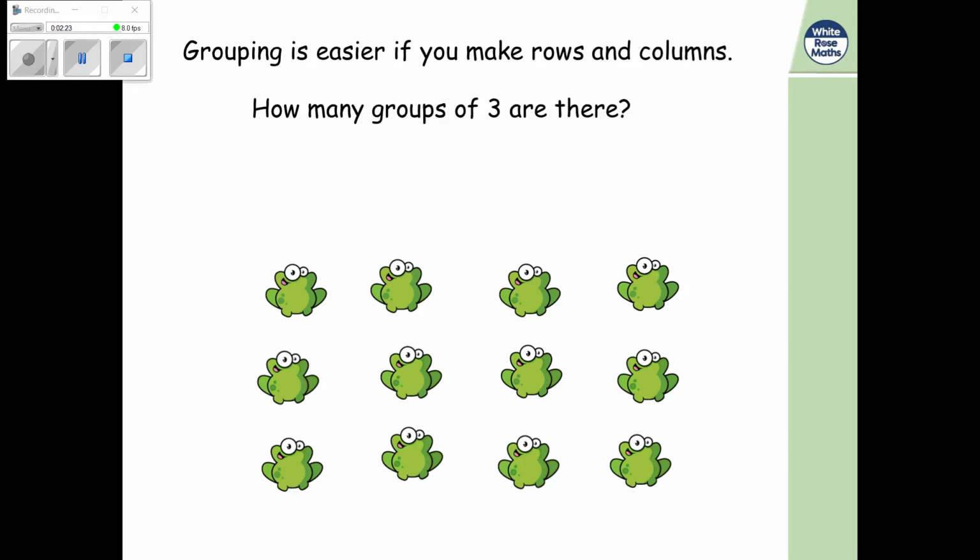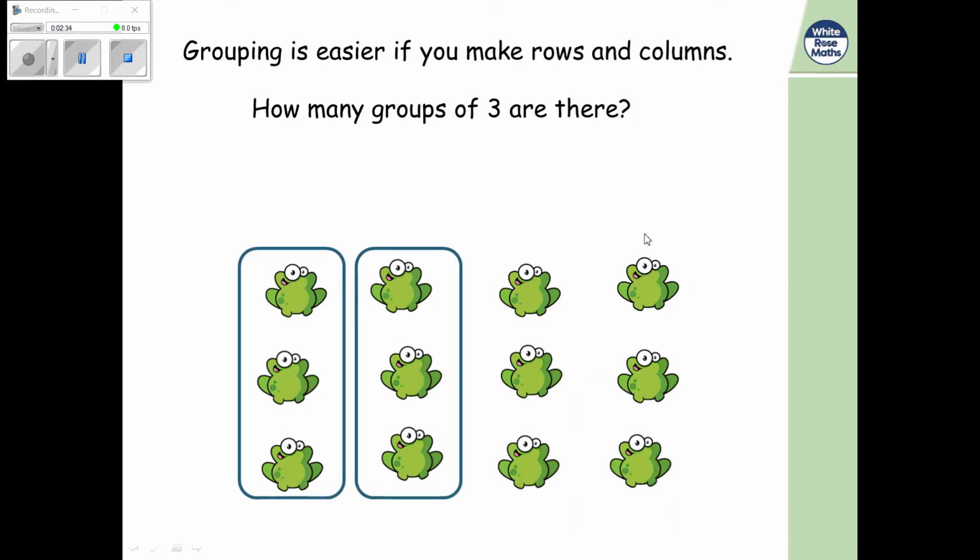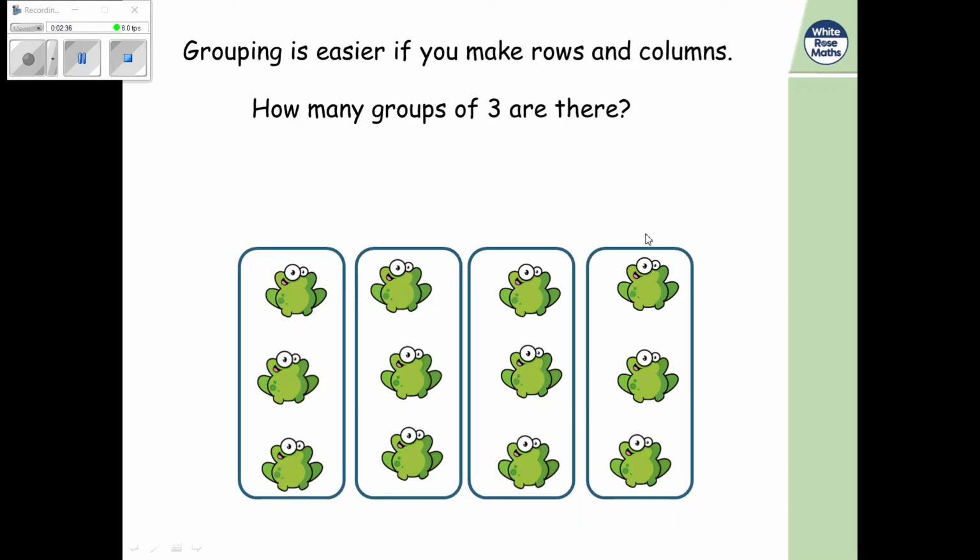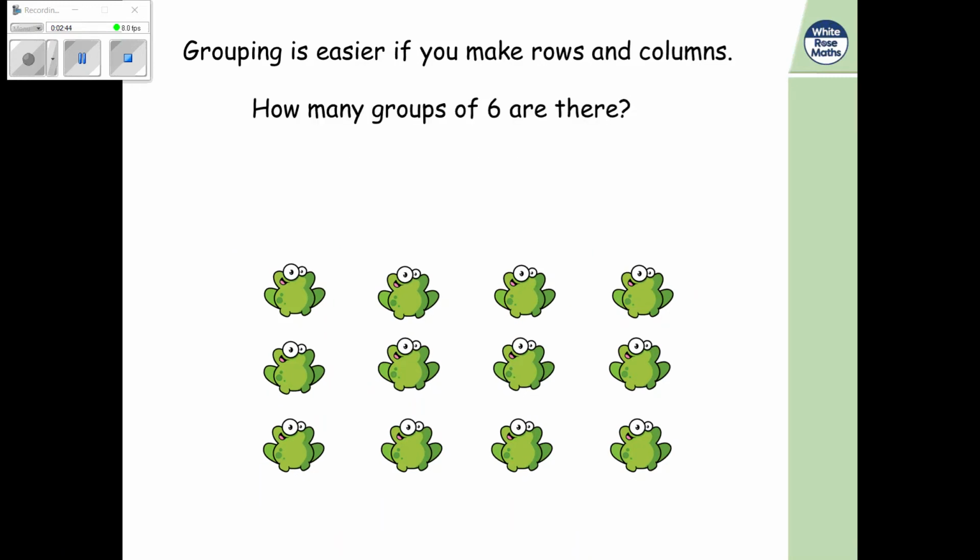How many groups of 3 are there? So pause here and use your finger and you can draw round the groups of 3. Off you go. So let's do it. There we go. There are 4 groups of 3. And I've already told you the answer, which you already know. So there are 4 groups of 3. So let's see if you can do this one by yourself.